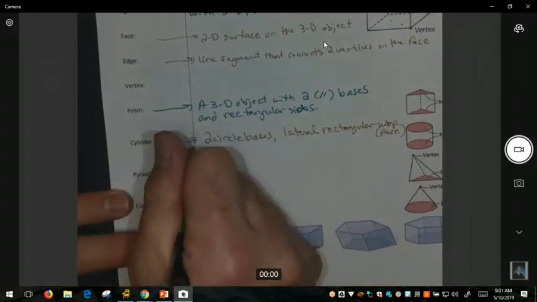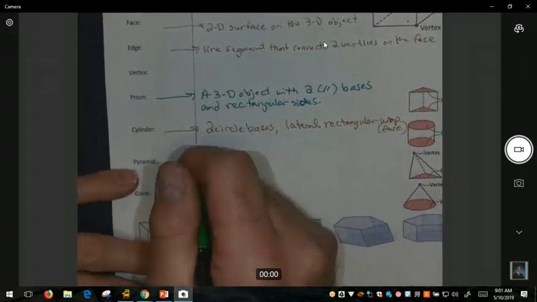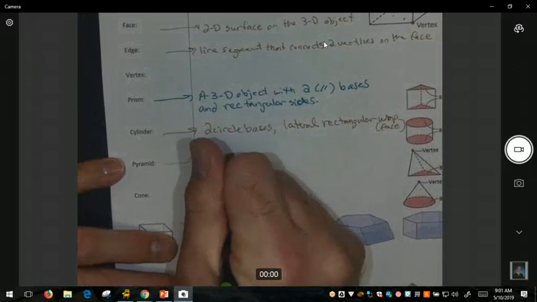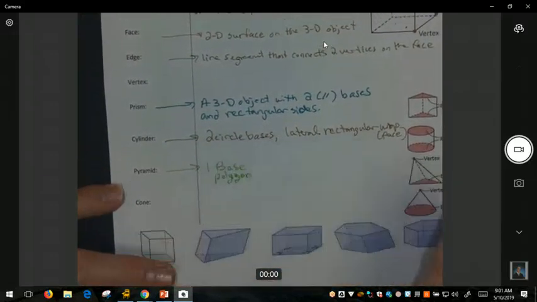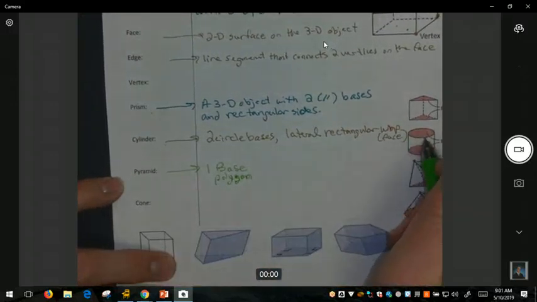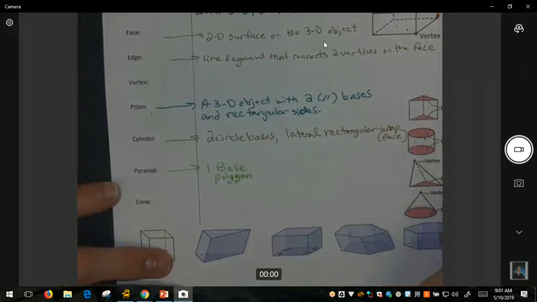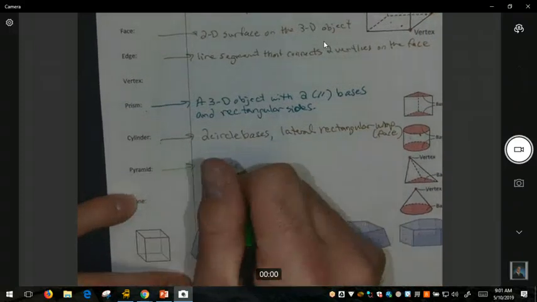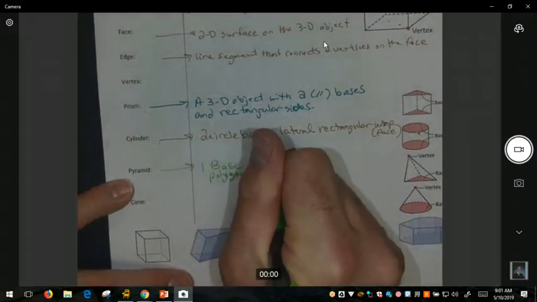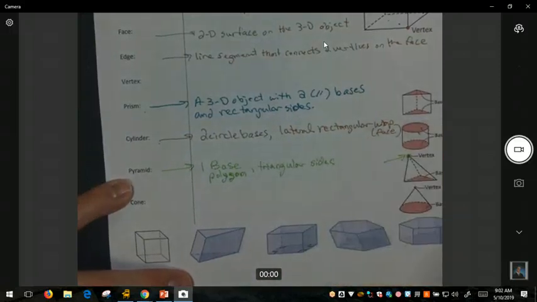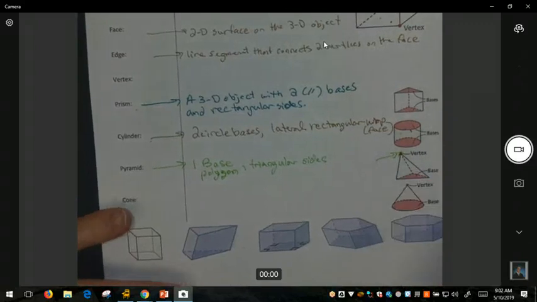A pyramid has one base. It's usually a polygon base. It is a polygon base. It has to have vertices and edges, just like the prism has to have edges. On the cylinder, we don't have any edges. We have circle bases. There's no edges on a circle. The lateral wrap doesn't really have a starting point and stopping point. On the pyramid, we have one polygon base and triangular sides that meet at a vertex of the pyramid, which is across from the base.